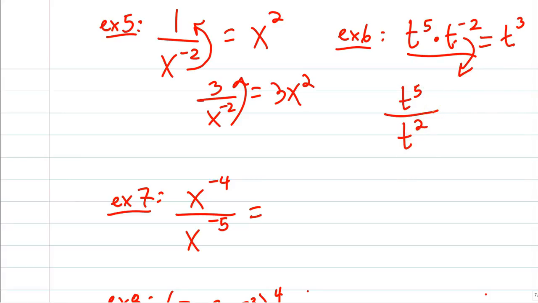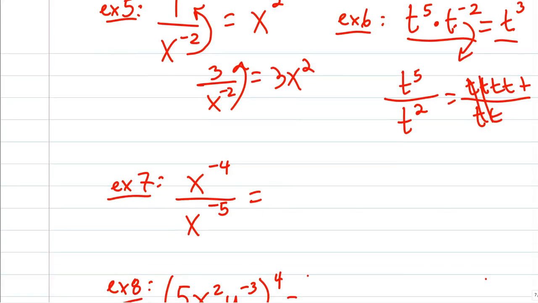Now I could apply the quotient rule. I could cancel. 5 t's on top, 2 on the bottom, cancel out, leaving me with 3 on the top. If that still doesn't make sense, I could write out 5 on the top, 2 on the bottom, canceling leaves me with 3 on the top. Write out as much as you need to get it to make sense.